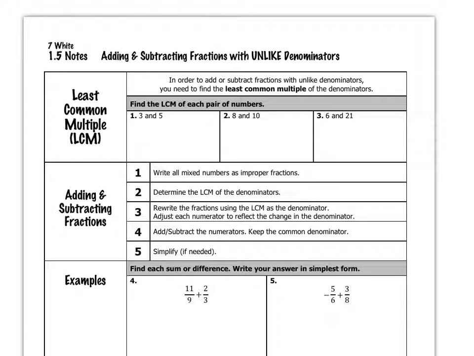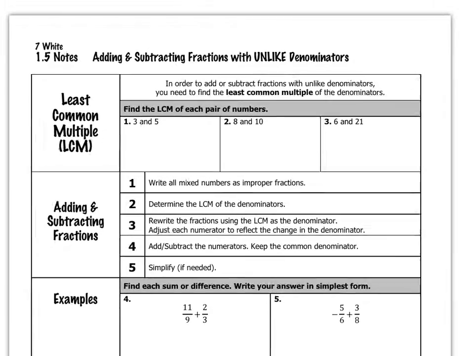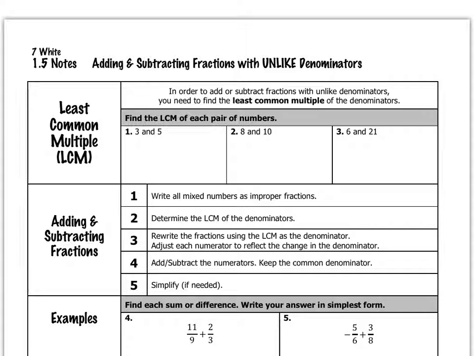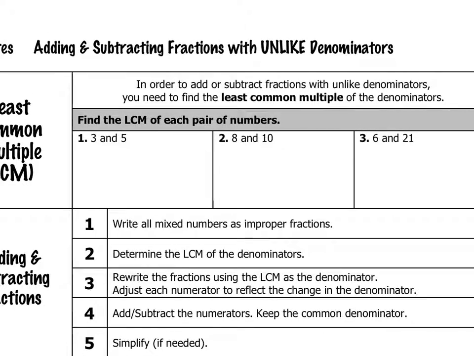In order to do that, we'll need to review what a least common multiple, or LCM for short, is. In order to add or subtract fractions with unlike denominators, you have to be able to find the LCM of the denominators. And so we'll review that here with a couple of examples.